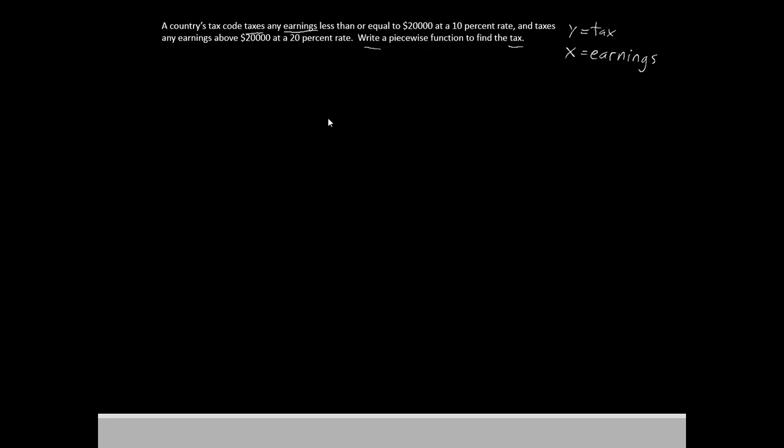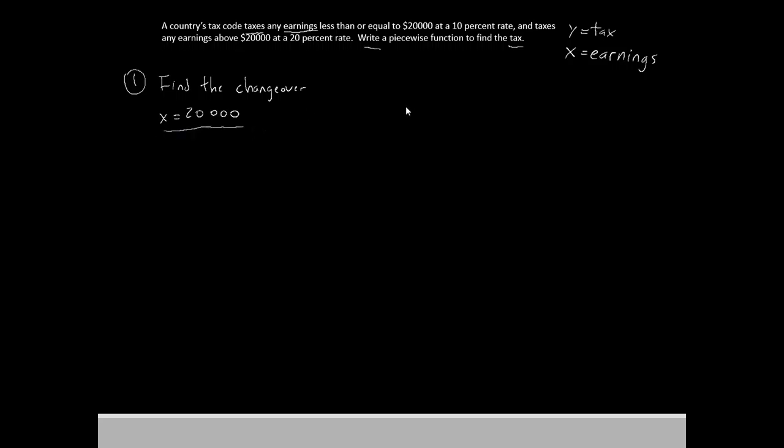Alright, with that in mind, our first step in trying to write a piecewise function is to find the changeover point. Because once we know what the changeover point is, we can start breaking it into pieces and then figure out what each piece is. Well, the first part of the problem says that the tax, if you are less than or equal to 20,000, is a certain percentage. And then if you're above 20,000, it's a different percentage. So the percentage changes at $20,000, which is an x value, because that 20,000 is our earnings.